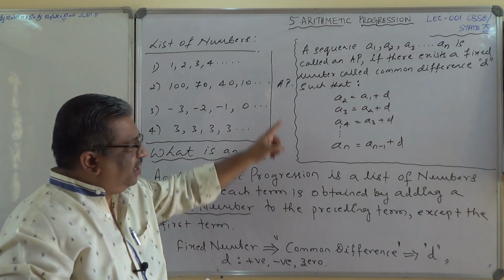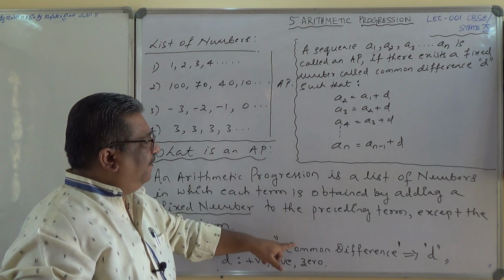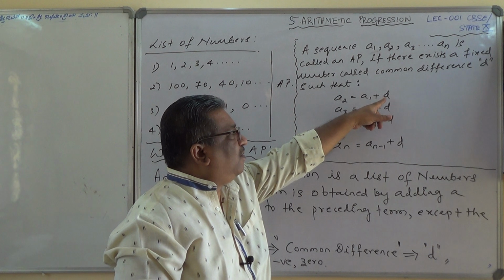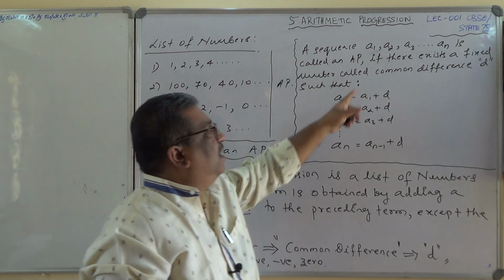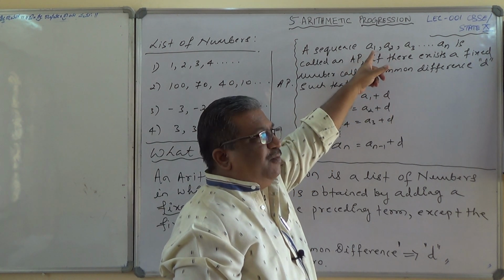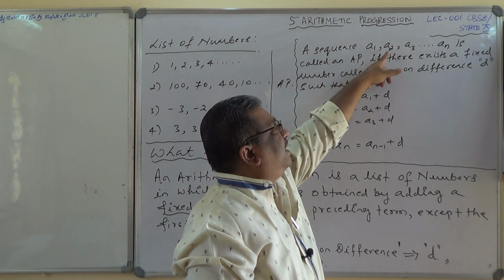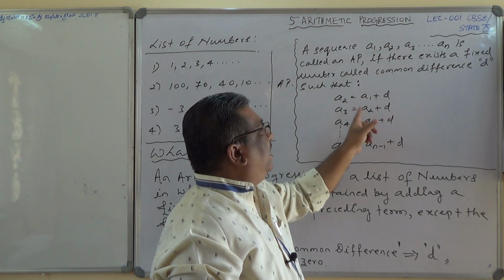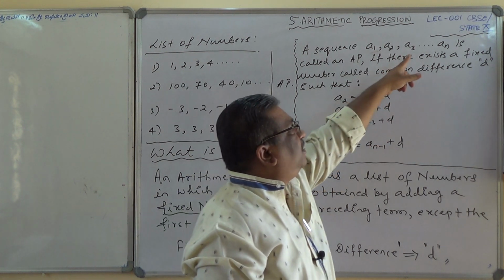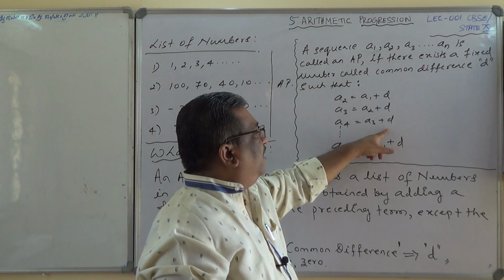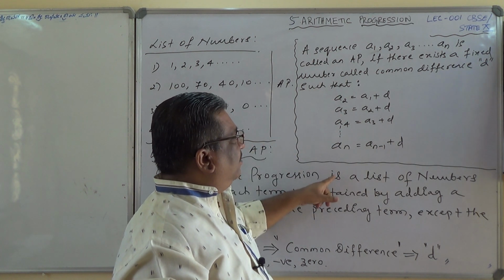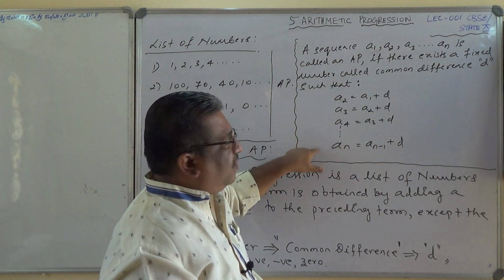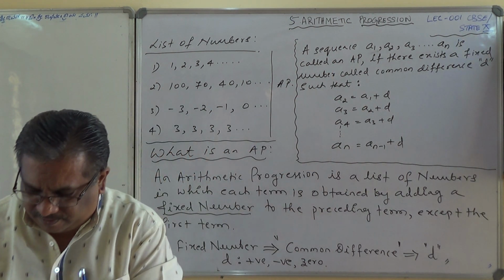So are these not matching? Please tell me. Are these not matching? Each term is obtained by adding a fixed number called common difference to the preceding term except the first term. So first term we are not doing any operation here. Second term is obtained by adding common difference to the first term. Third term is obtained by adding common difference to the second term. Fourth term is obtained by adding common difference to the third term, and this is how it continues. Finally, an equals an minus 1 plus d. I hope how to write this sequence you have understood. Is it clear?